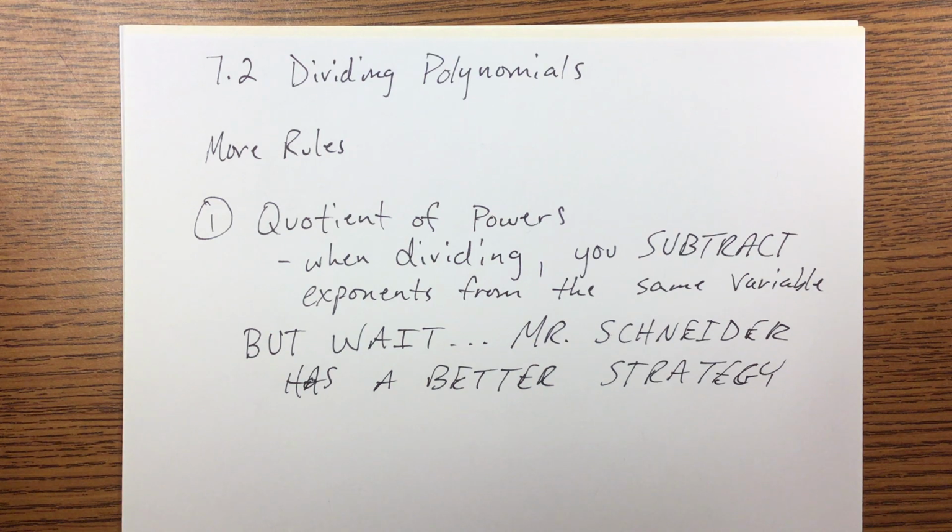All right, here we go with 7-2, dividing polynomials. There's going to be more rules today, very similar to yesterday. So that's why this chapter is so short, because we do pack a lot of new stuff into it.